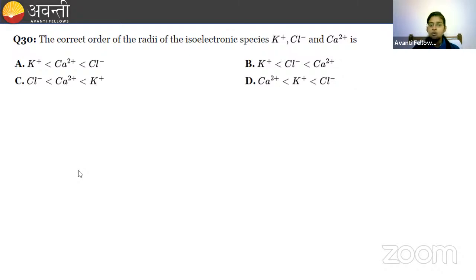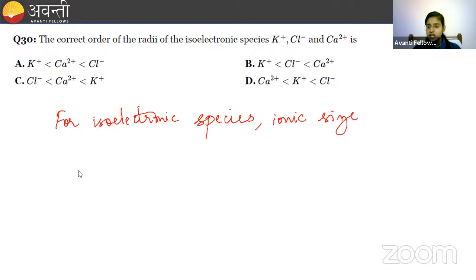Okay. So we all know that for isoelectronic species, the ionic size is inversely proportional to their atomic number. Ionic size is inversely proportional to the atomic number, right? So since all the 3 ions have the same number of electrons, we have to go with the atomic number.